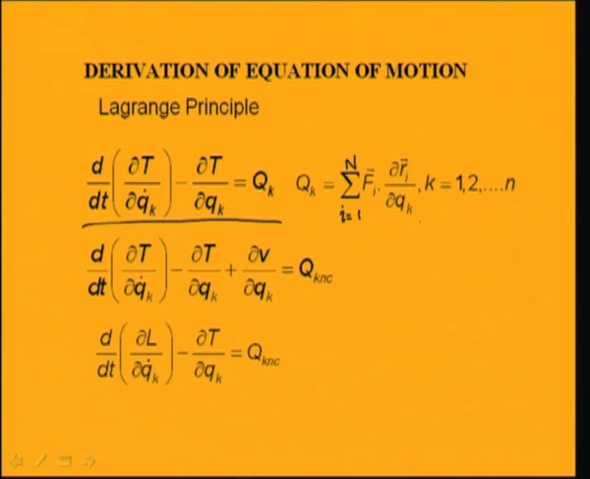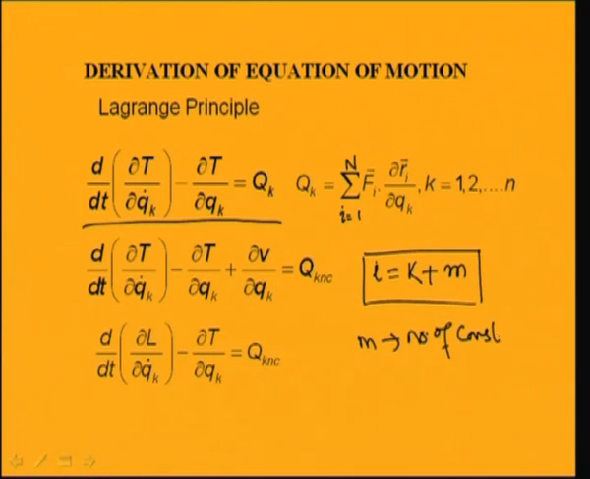So, your Qk equals the sum over i equal to 1 to n of Fi dot del Ri by del Qk, where Ri is the physical coordinates of the system and Qk is the generalized coordinate of the system. If you have i number of physical coordinates and k number of generalized coordinates, then i and k can be related like this: the number of physical coordinates will be the number of generalized coordinates plus the number of constraints. Let me write m for the number of constraints of the system.